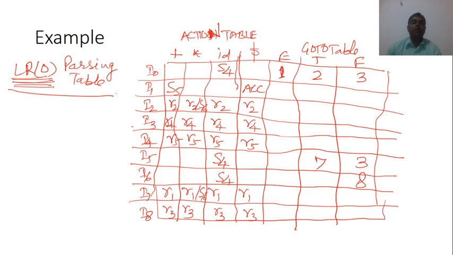But when the task is to check whether this grammar is LR0 or not, if you are getting any type of conflict, in that case you will say that the grammar is not LR0. And all the blank cells represent errors in this table.